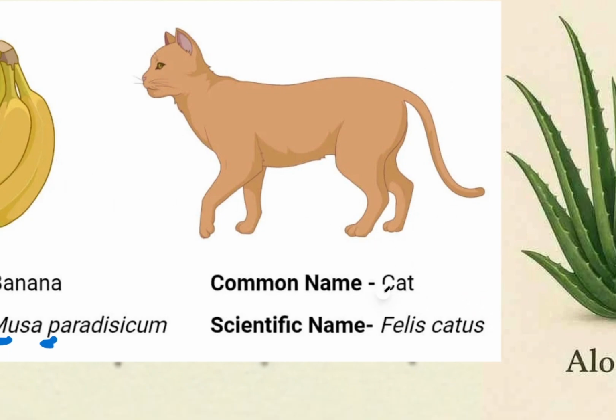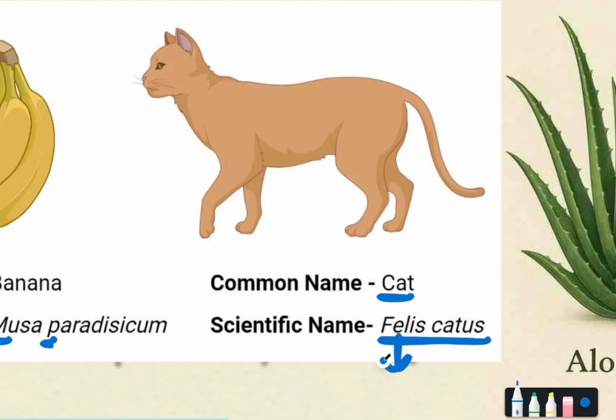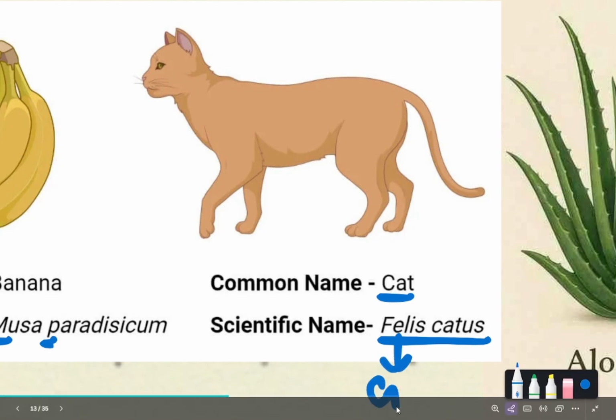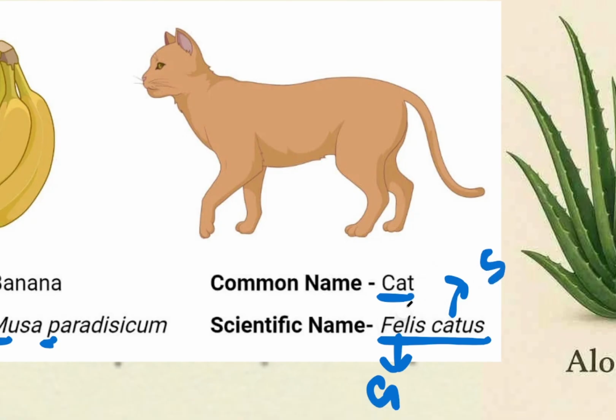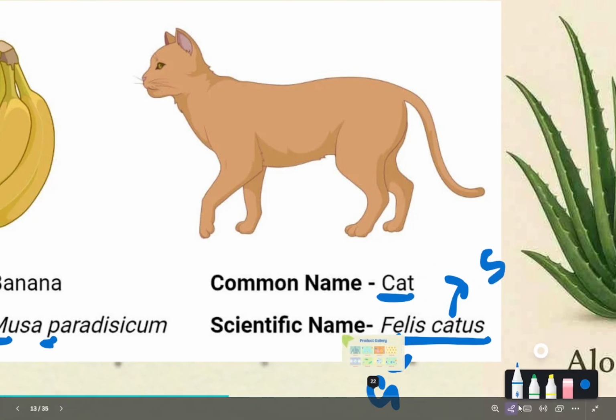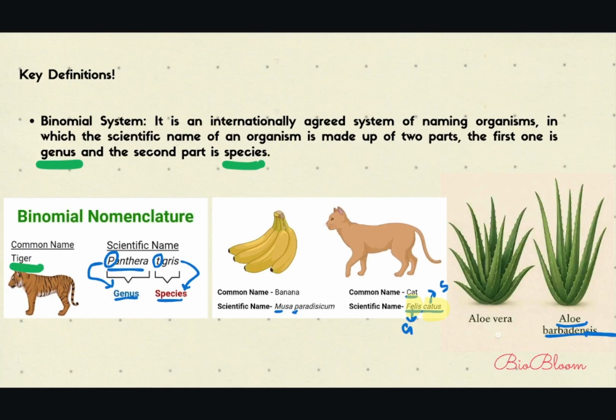As you can see, this is a cat, and again, the scientific name of a cat is Felis catus. And as you can see over here, Felis is going to be the genus. So Felis is the genus, whereas catus is the species. And because Felis is the genus, it's going to start with a capital letter. All right, so F right here starts with a capital letter, and then because catus is a species, it starts with a small letter.